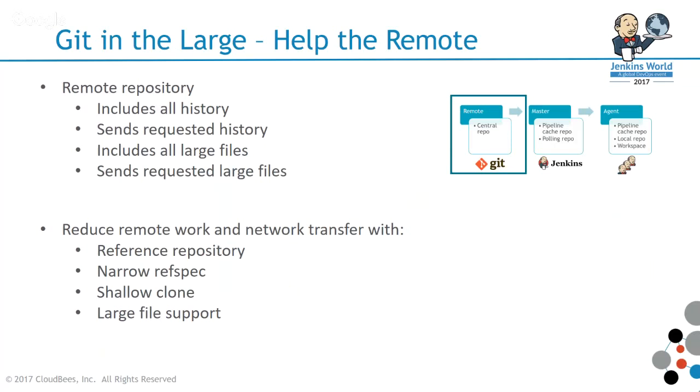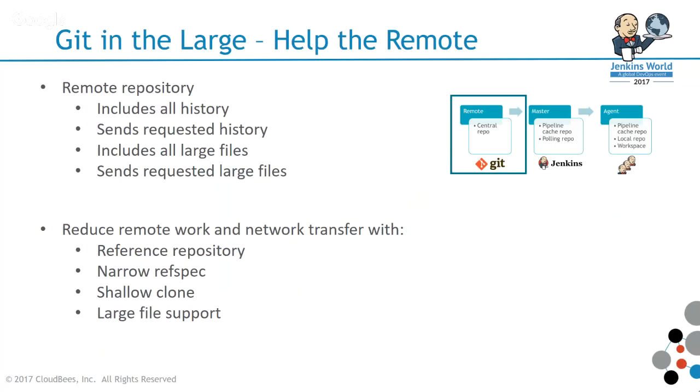The remote repository has all the history in it, but it only has to send history that's requested. So one of the things we can do is find ways to ask for less history. The Git repository includes all the large files, but we can find ways to only ask for a subset of the large files. So some of the techniques available there is we can use a reference repository.